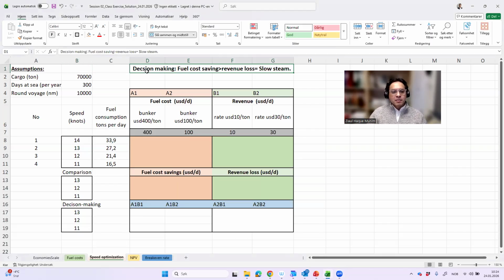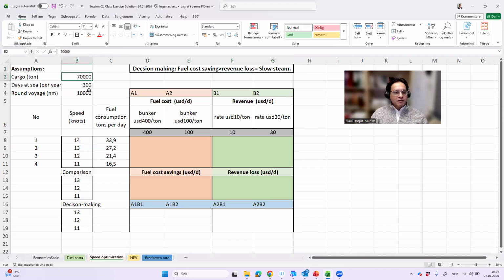So our main decision-making rule is that if our fuel cost saving from slowing down the speed of the vessel is greater than the revenue loss we are having due to slowing down, then we should slow steam. That's our main decision-making context. Okay. So we are going to demonstrate it with an example here.